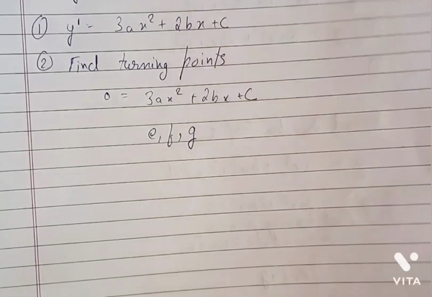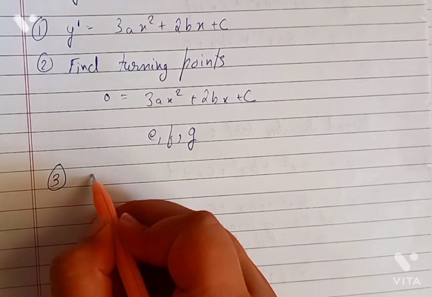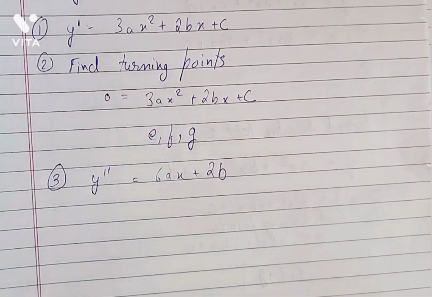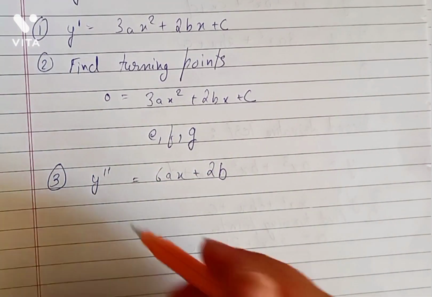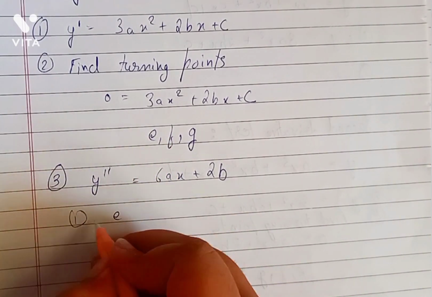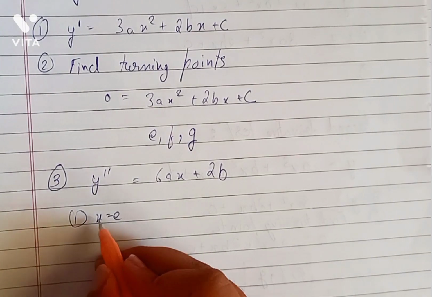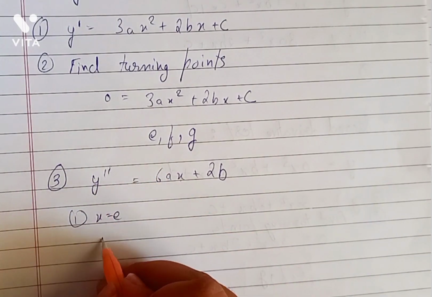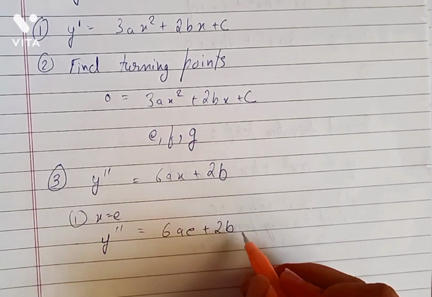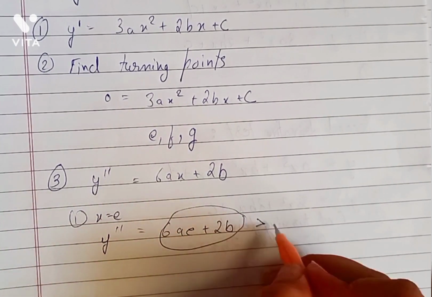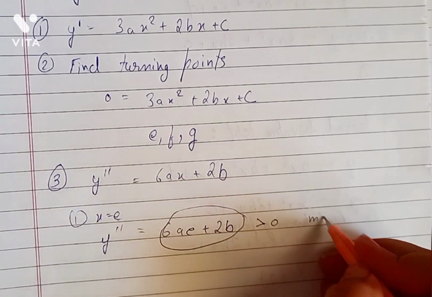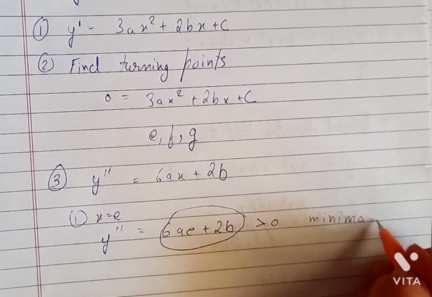Now in the third step, I'll differentiate it again. That means 6ax plus 2b. This is my second differentiation. Now I'll put the values turn by turn. For the first case I'll put x equals e, then put this value in this, that is y double dash equals 6ae plus 2b. Now if you get this quantity as greater than 0, then this point e is a point of minima.